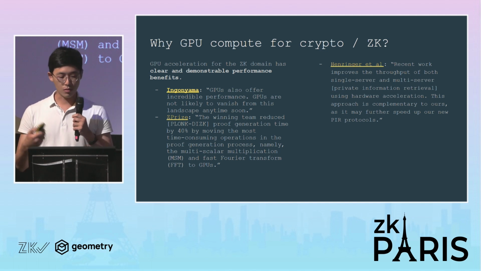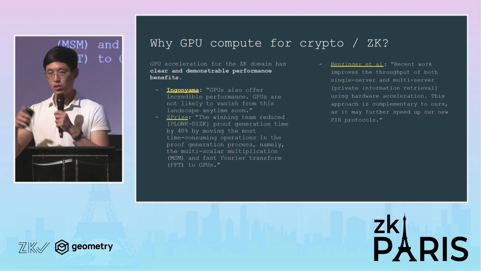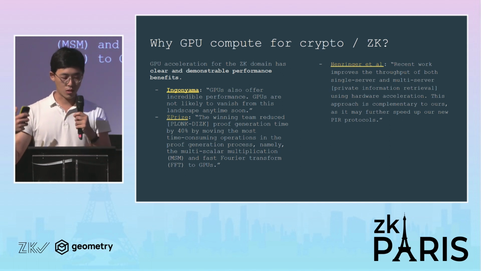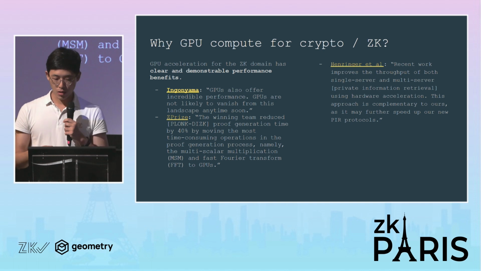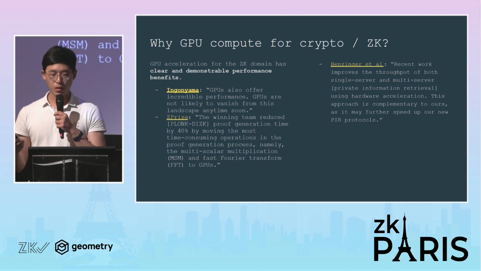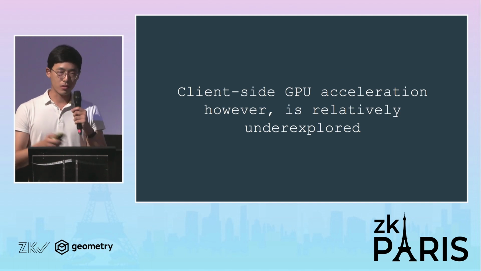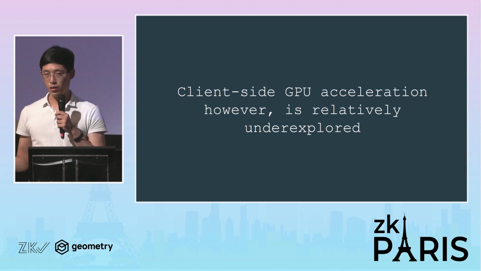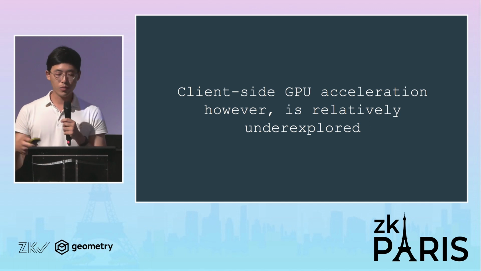So Ingonyama does a lot of work on GPUs. zkPARIS has certain competition tracks to award prizes to teams that can write code for GPUs. And there are also a lot of interesting speed-ups in domains like private information retrieval, where you need to do a lot of matrix multiplication. So that's where GPUs come in. And all that stuff has to do with server-side GPU and server-side acceleration with GPUs. But what about client-side?